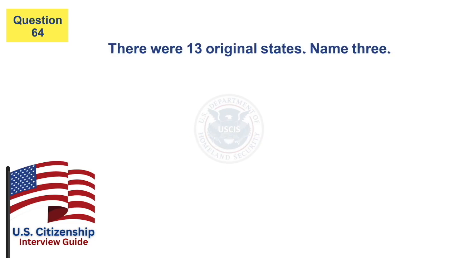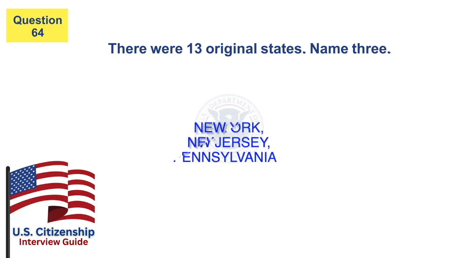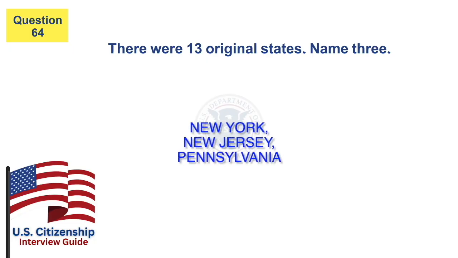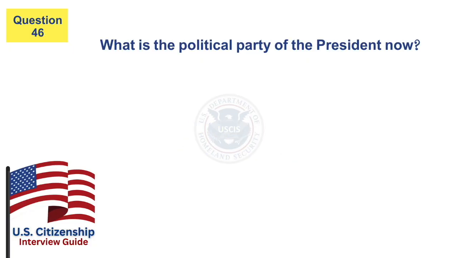There were 13 original states. Name 3. New York, New Jersey, and Pennsylvania. What is the political party of the president now? Republican.